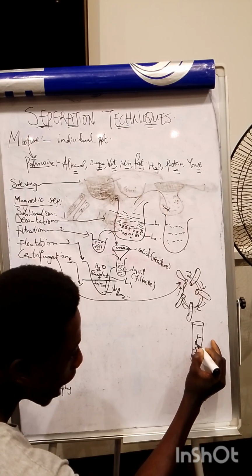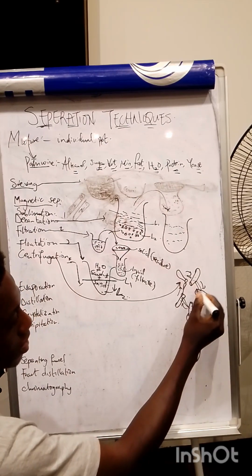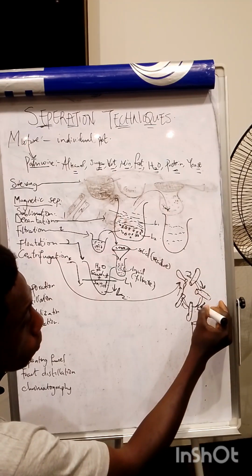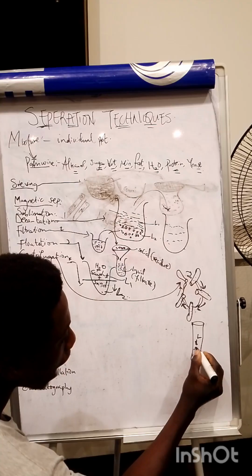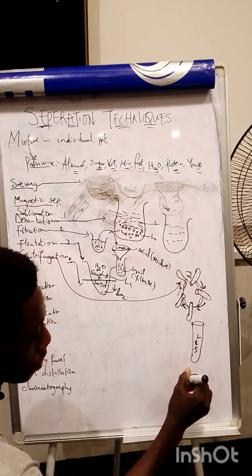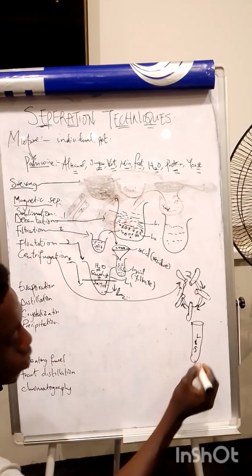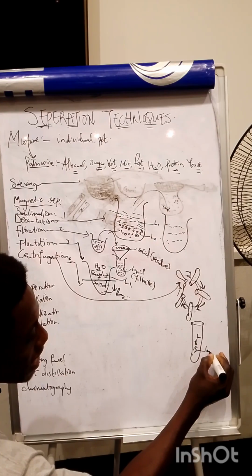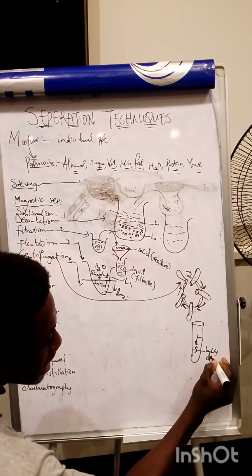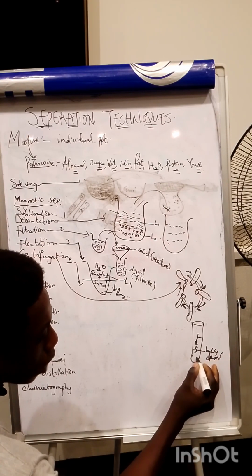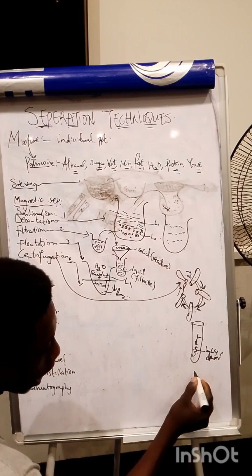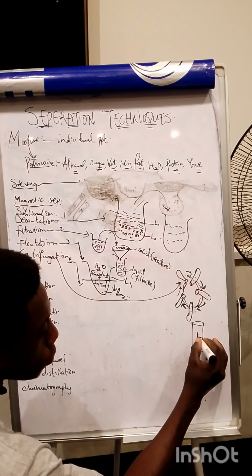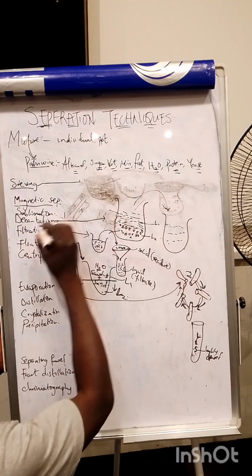Are you with me? Solid and liquid mixed. So this centrifuge will spin it at very great speed, causing the heavier particles to come down. And which one is our heavier particle? It is our solid, and it's highly dense, so it will cause it to come down. While the clear liquid will be up, then you simply apply this technique, decantation.